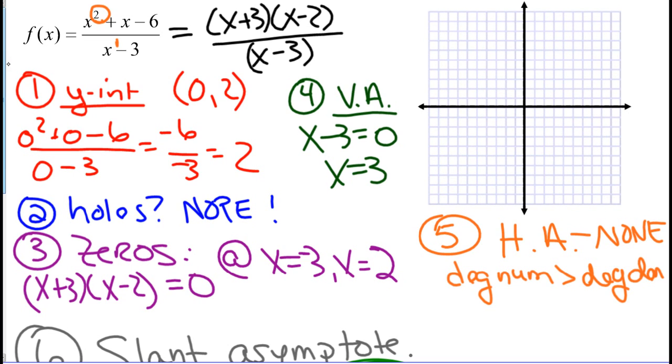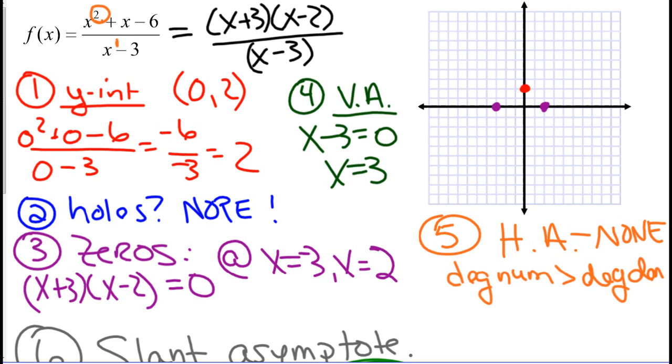So starting at the top, we got a y-intercept of 0, 2. There's my y-intercept in red, just like my work. There are no holes in the graph, so I don't have to worry about anything else. I have zeros at -3 and +2, so they're in purple. There's my -3, and there's my +2.